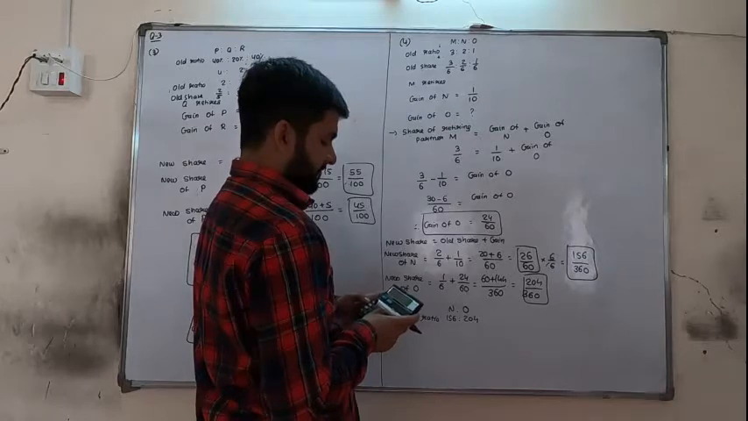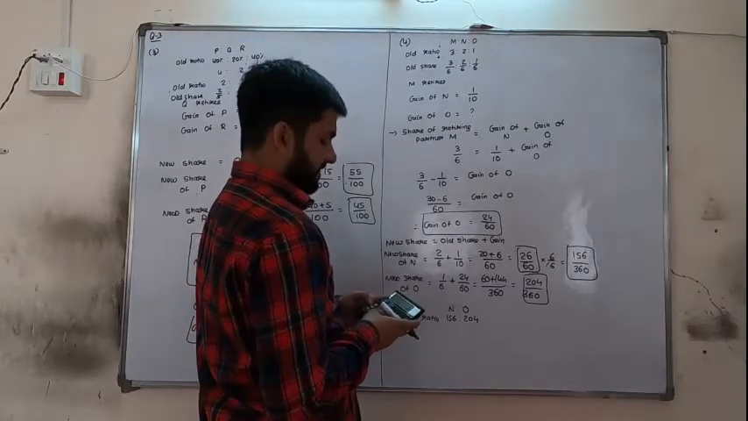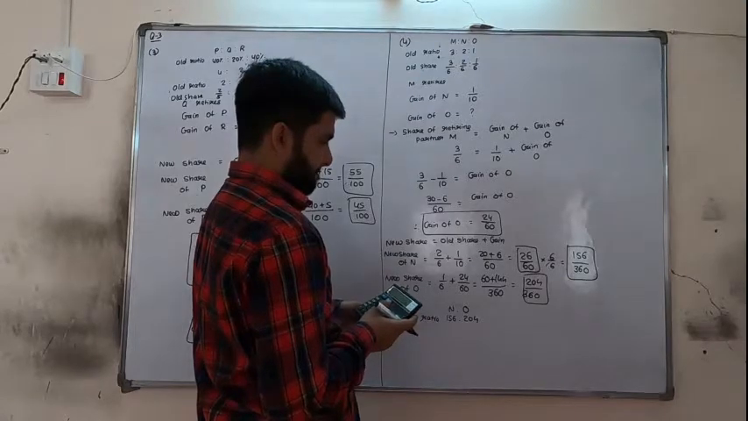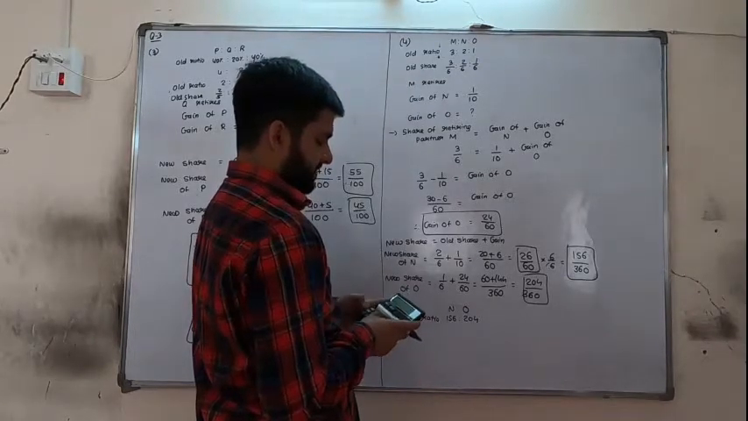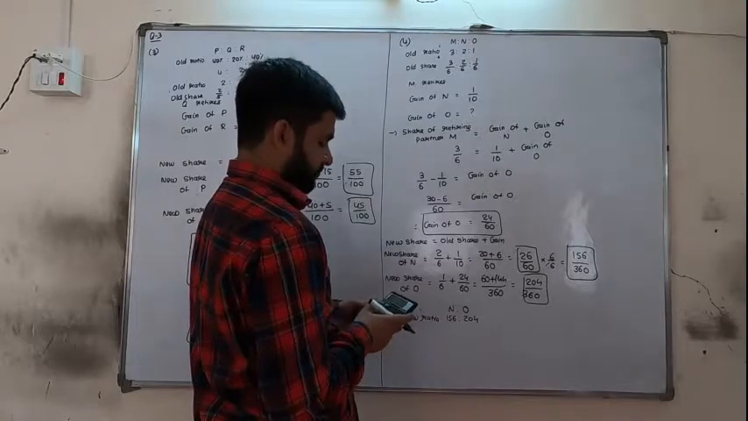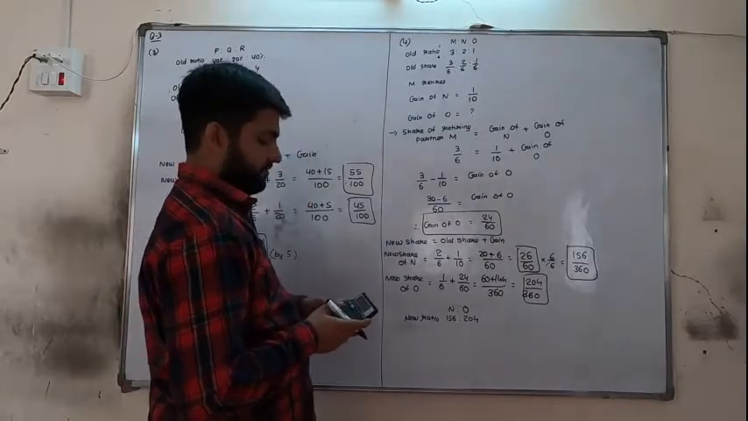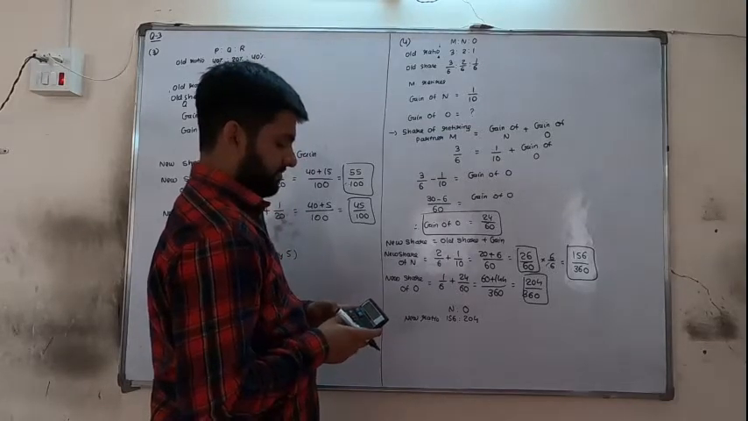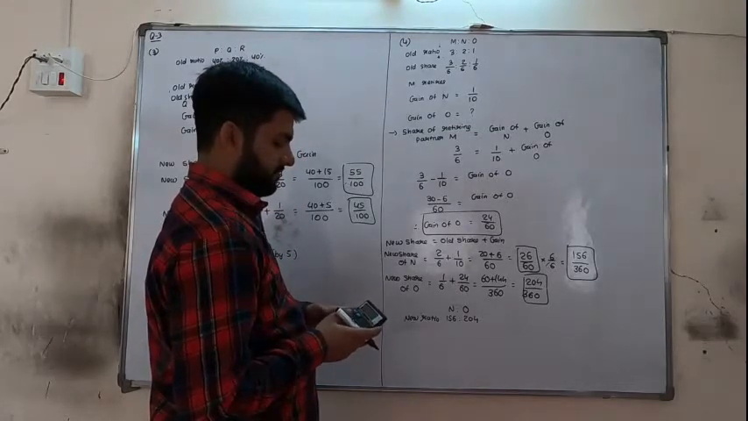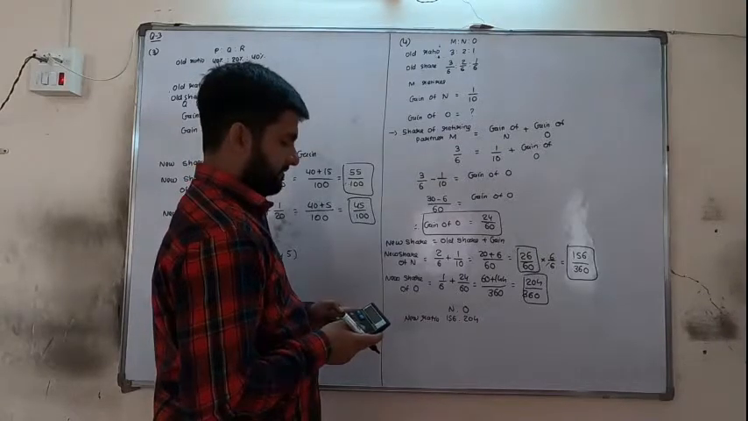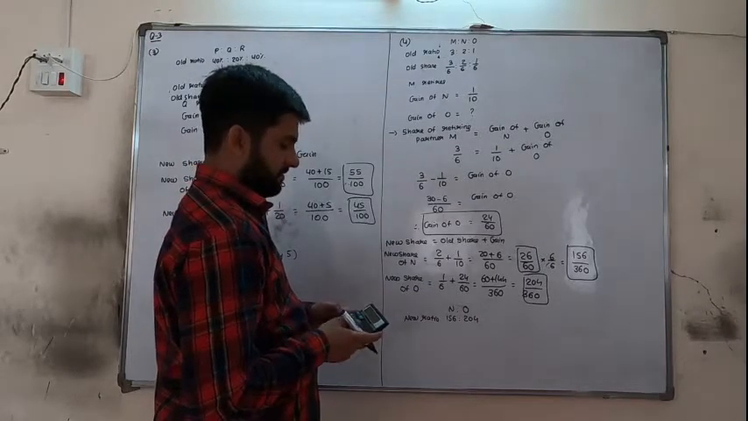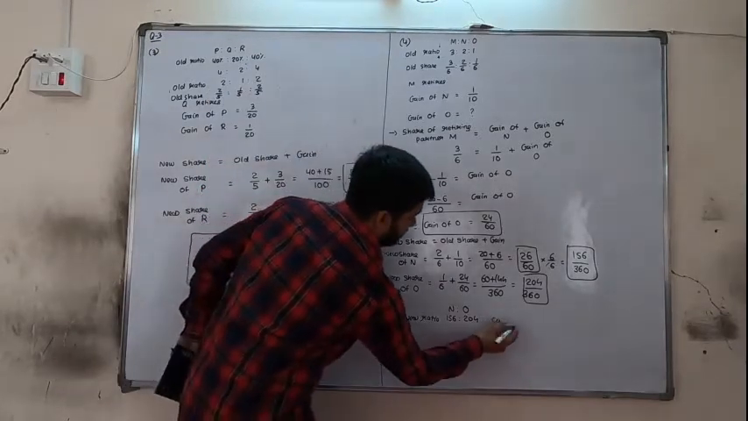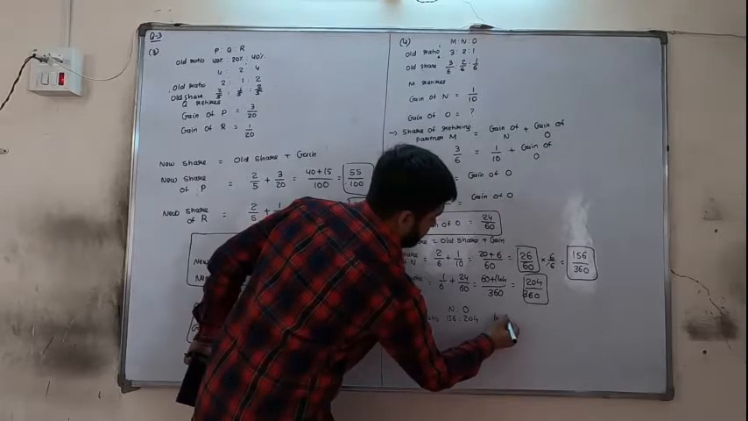Now 156 divided by 36, it's not possible. 156 divided by 60, not possible. 204 divided by 36, it's also not possible. Divided by 6. Okay, we will first cut by 6.